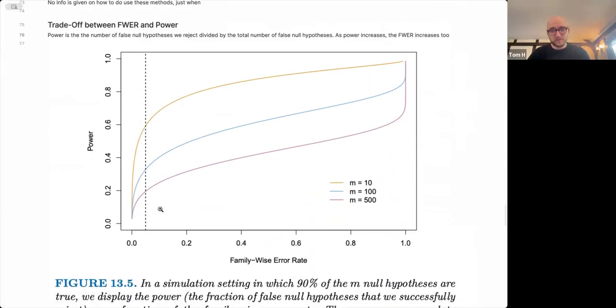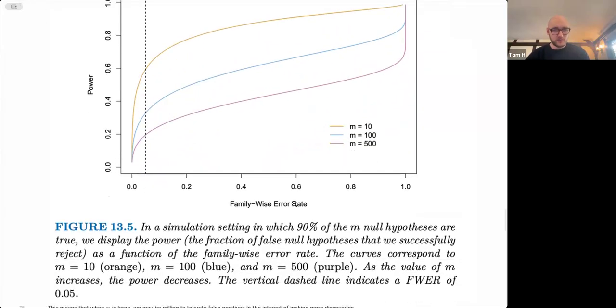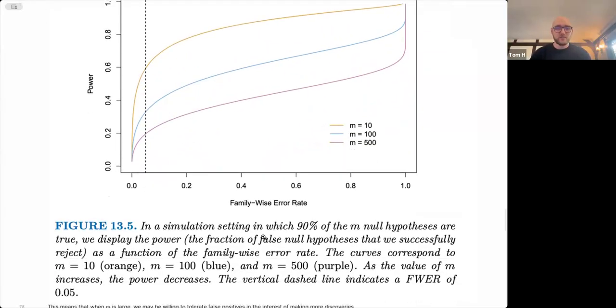And that's what this plot's showing. As you're doing more and more hypothesis tests, the different lines are different numbers of hypothesis tests, but as you try to increase the power, your family-wise error rate will just go up and up and up. The example here is that 90% of the null hypotheses are true, and you're looking at the power, the fraction of false null hypotheses that we successfully reject as a function of the family-wise error rate.